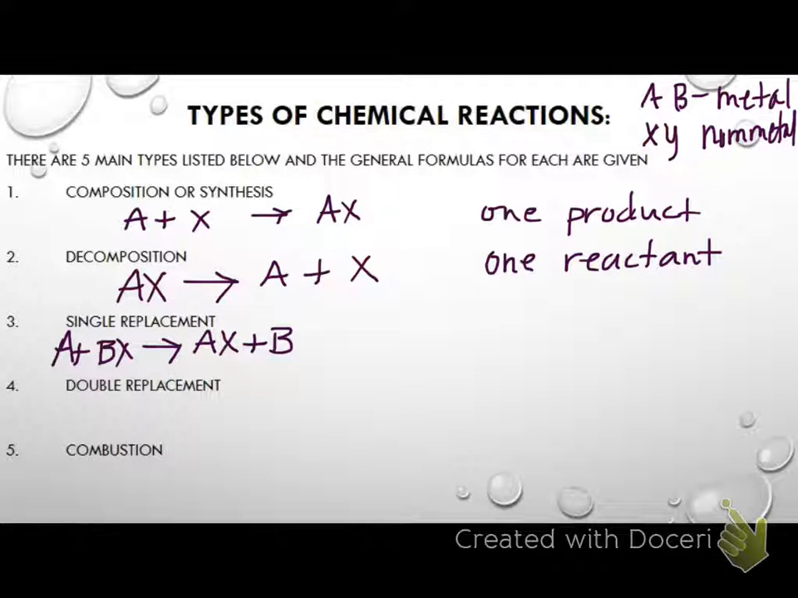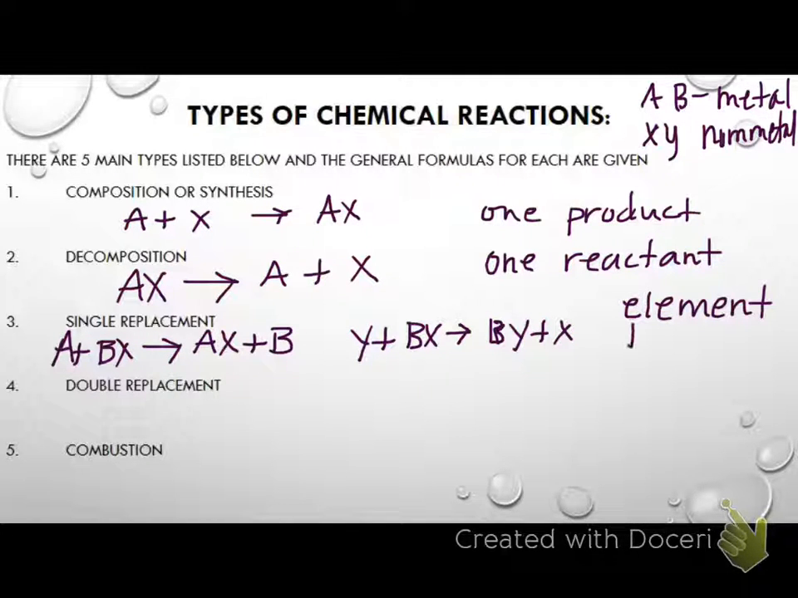If you were doing nonmetals replacing nonmetals, you could do Y plus BX, and then you would get BY plus X, basically kicking the other one out. The way you recognize this one is you will have an element plus a compound on both sides.